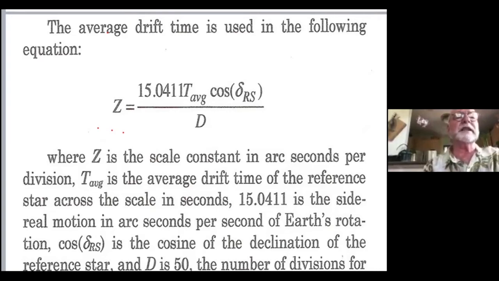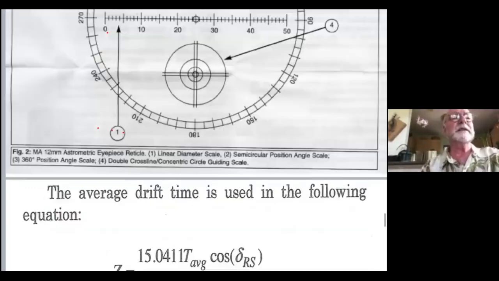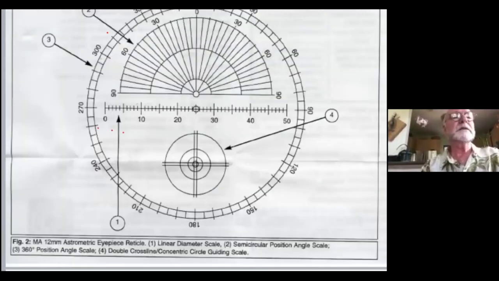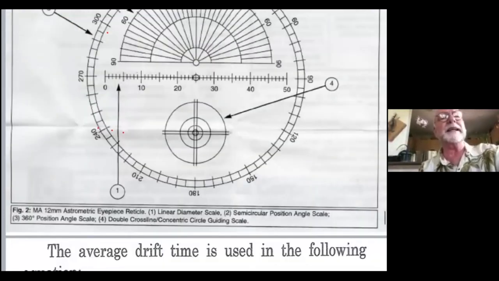The scale constant in arc seconds per division is the average drift time of your reference star in seconds times 15.0411, which is the sidereal motion in arc seconds per second of Earth's rotation, and then the cosine of the declination of the reference star, divided by 50, because there's 50 linear divisions on the scale. So if you want more information about that, I can get that to you.